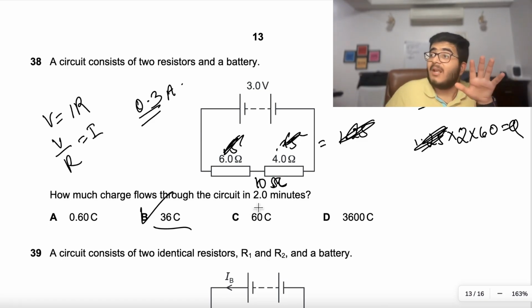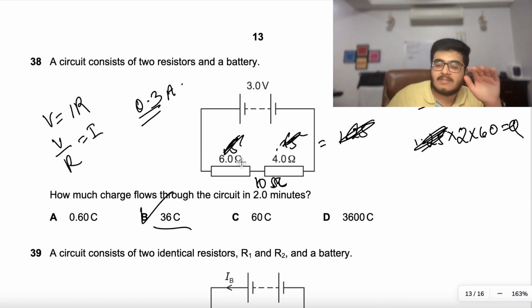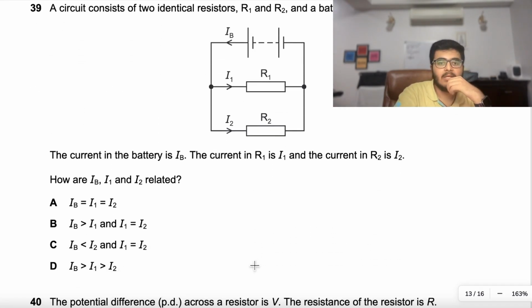So always remember, resistance needs to be added before you calculate current. The reason is that resistance in series can directly be added. If it were a parallel circuit, we know that resistance is 1 by R1 plus 1 by R2. In that case, you could take out the current in each branch and then add them. But in series, we cannot do that. In series, we need to add the resistance first and calculate the total current, and not the other way around. So the correct answer for this is 36 coulombs.